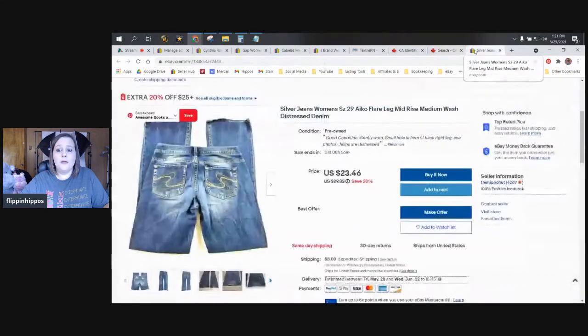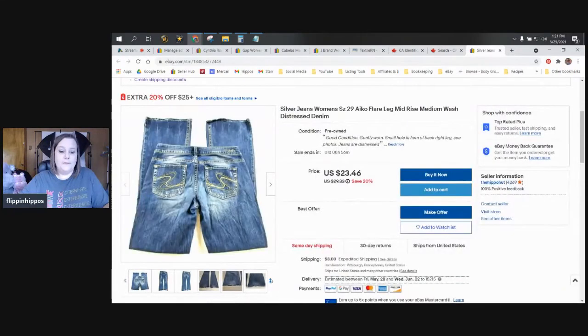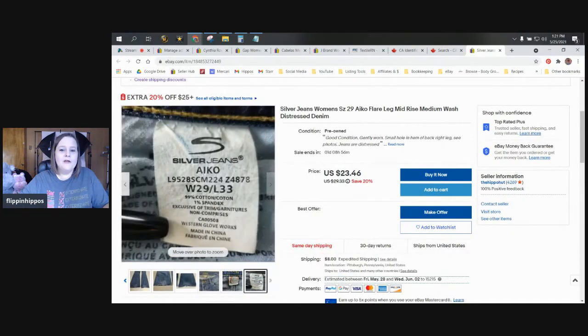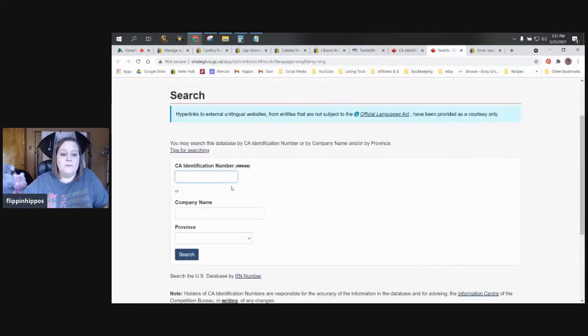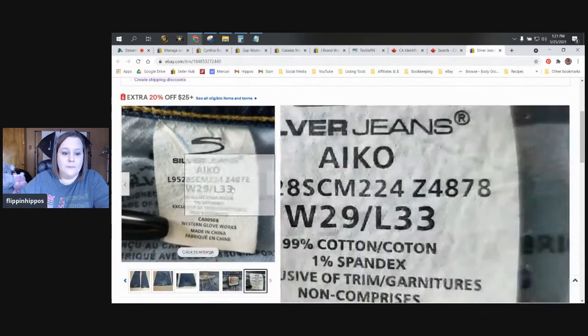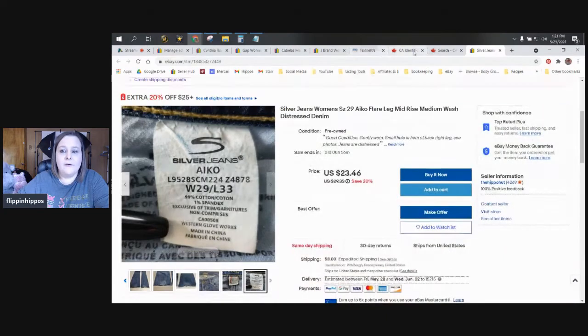When you click to search, it looks kind of like the one you're looking for, where you type it in on the RN. Silver Jeans, I just happen to know, are a Canadian brand. So I pulled up one of my listings here, and there it is. You can see the number right there above Western Glove Works. It says CA00508. So if I was looking that up, I would put CA00508.